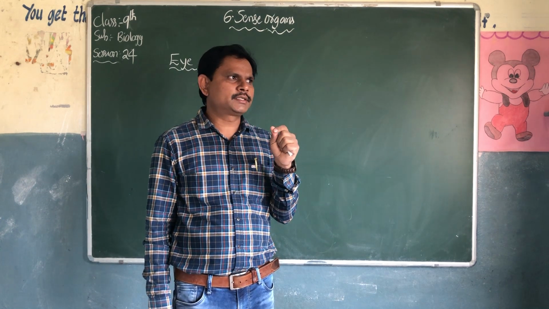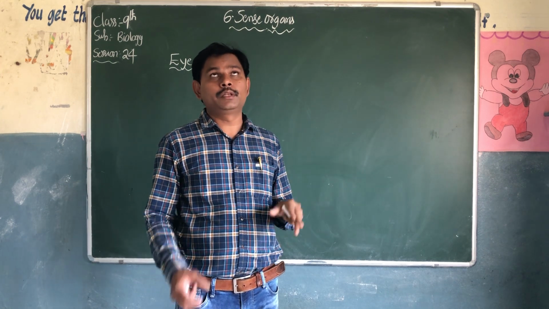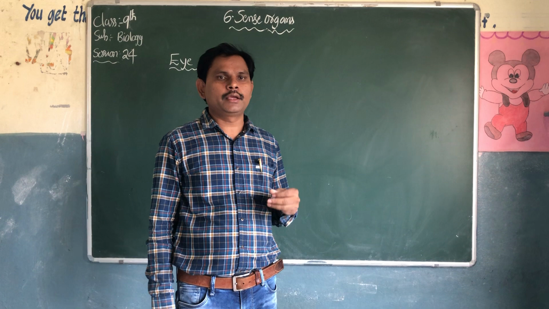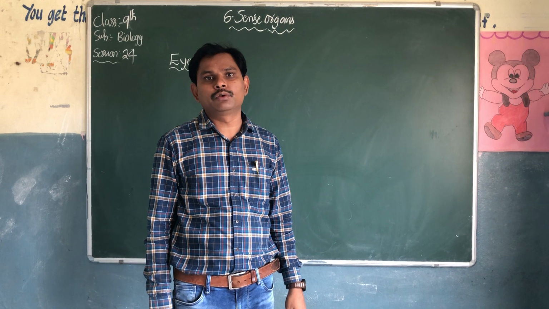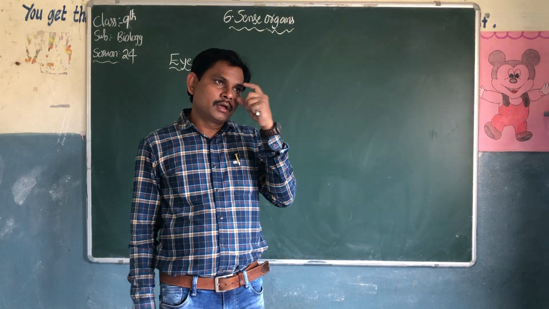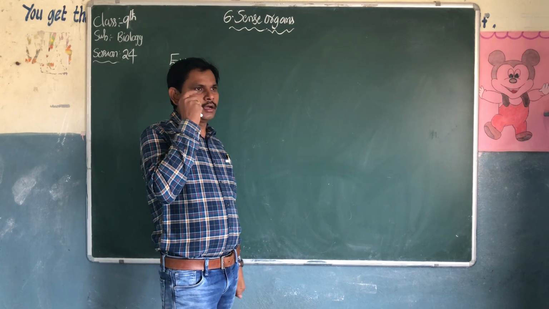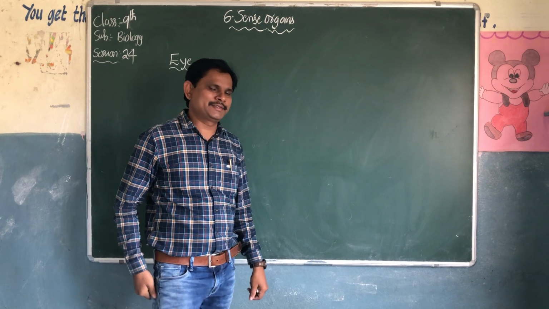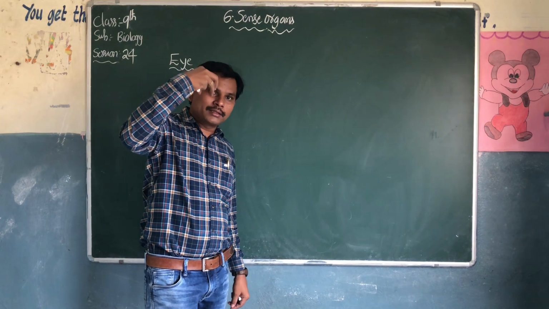If any dust or harmful substances enter the eyes, we will immediately close our eyes. So the dust will go away from the eye in the form of tears. Small nitrogenous waste materials also go away with the tears. So this is how the eye looks externally. The eyelids, lashes and small eyebrows are there, so it is protected.